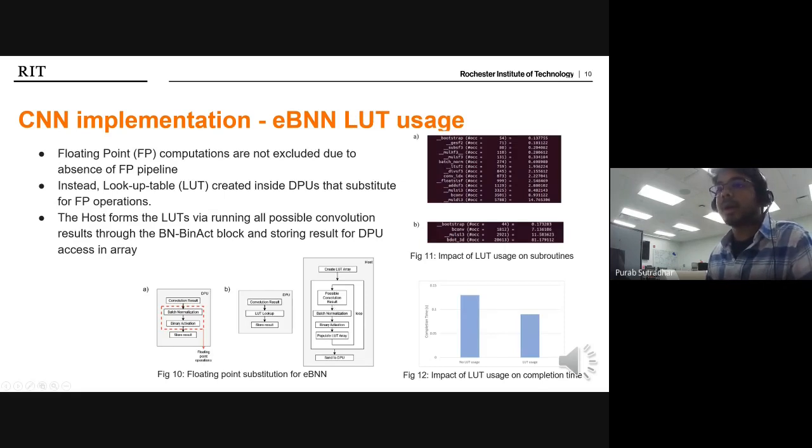Another thing is that although the UPMEM PIM does not support baseline floating point computations, we made a way around it. The solution was to use lookup tables. The lookup tables are created inside the DPUs by storing the pre-computed results of all possible operations, and that acts as our floating point substitute. The way that lookup tables are formed is that the host generates the results and then stores them in the MRAM. During the computations, just those data are fetched right from the MRAM, and the computations are performed.